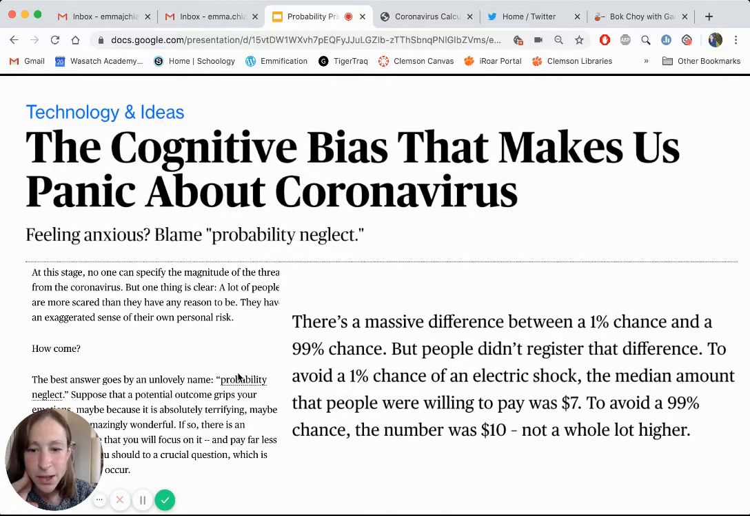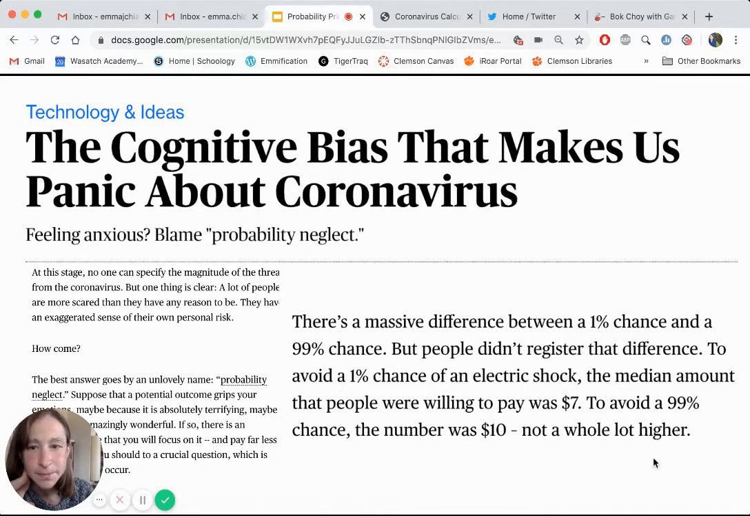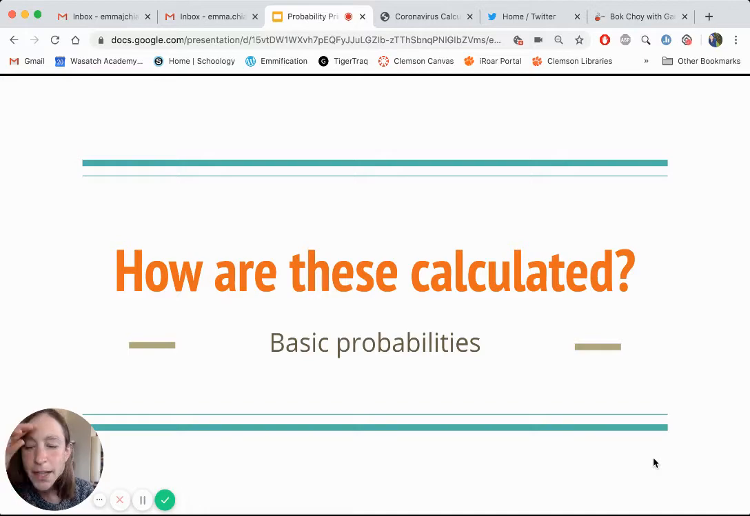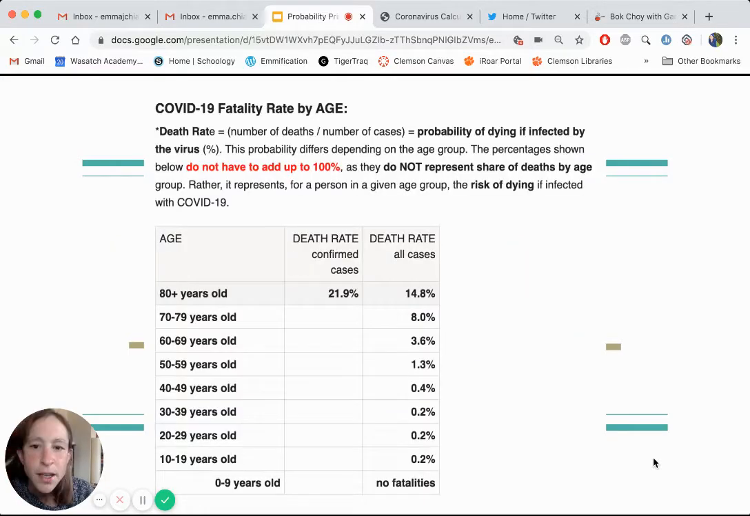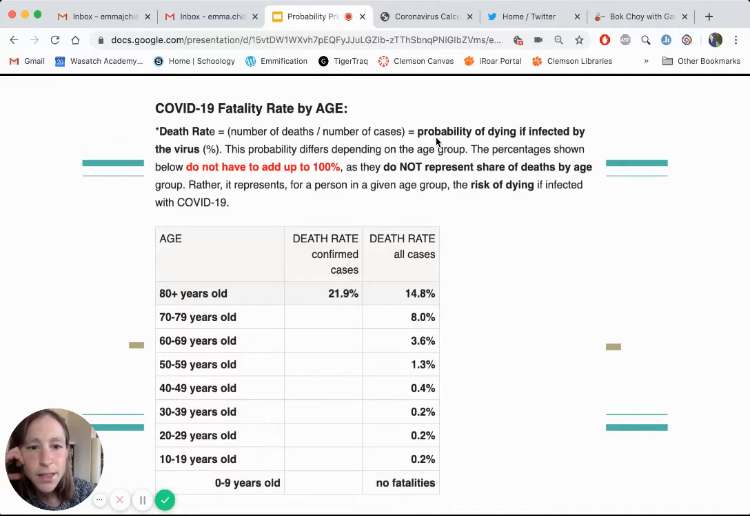Finally, there's this thing called probability neglect, and it's about the way that we interpret probabilities that we see in the news. So let's basically talk about how some of these are calculated. This is the most basic way to think about the death rate. The number of deaths due to coronavirus divided by the number of cases. This is the probability of dying if you are infected with the virus. It does not represent the probability of dying in general.